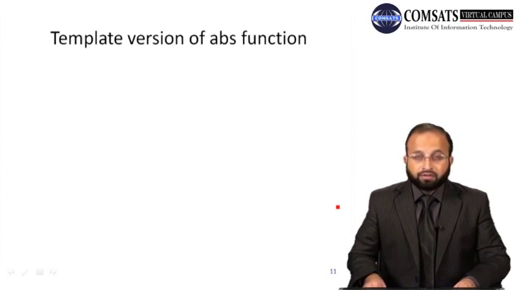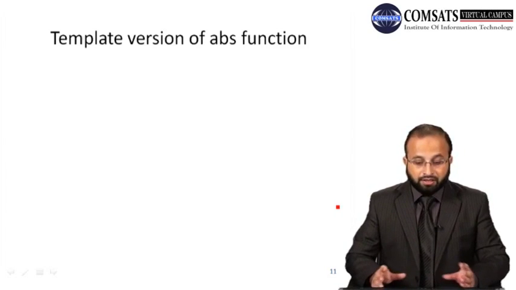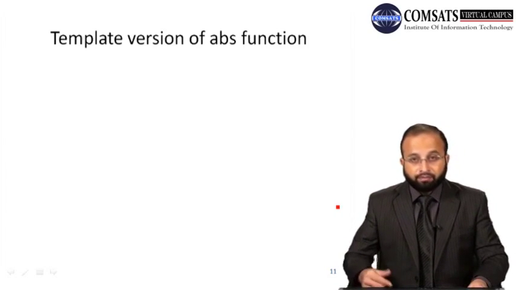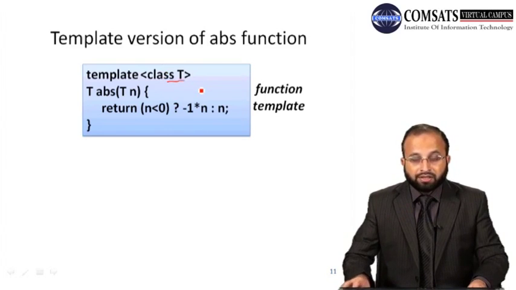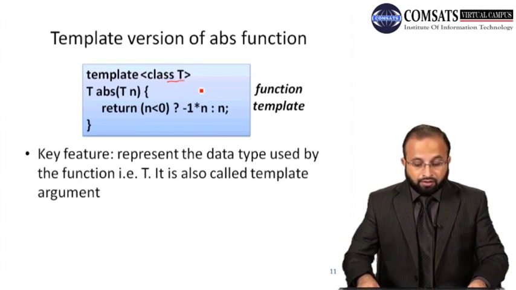Right, so template version of ABS function. Now let's see the template version of ABS function and discuss in detail the different type of parameters in that version. So हमारे पास that is the function template, and this is the function template for an absolute function, right? So here the most important thing is the type of the argument is T, right? So key feature is that it represents the data type used by the function.